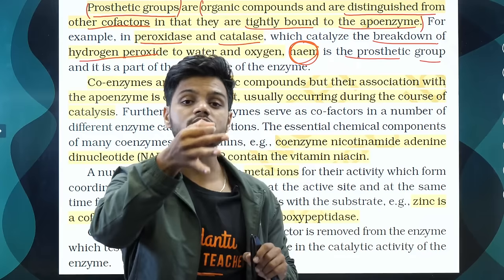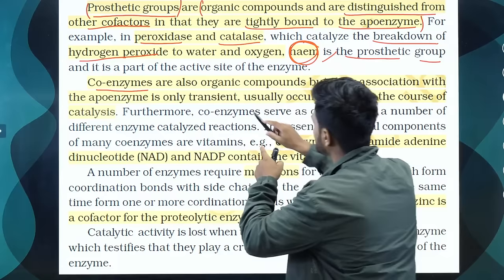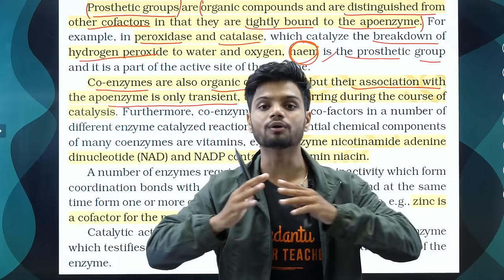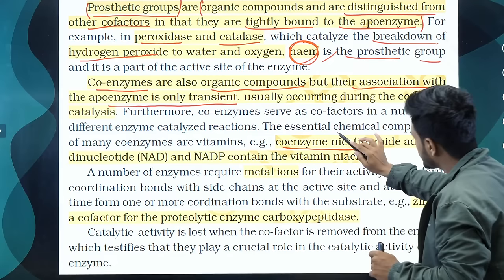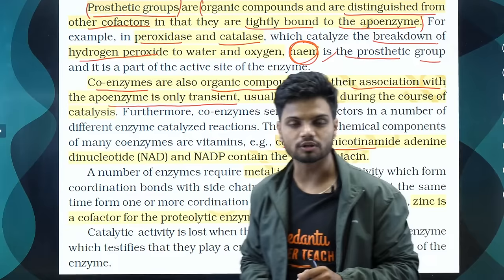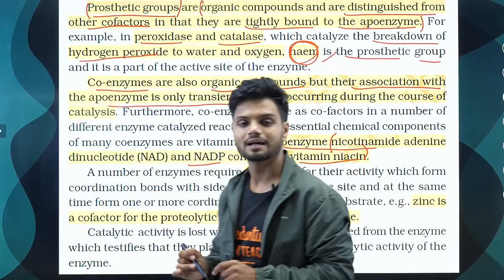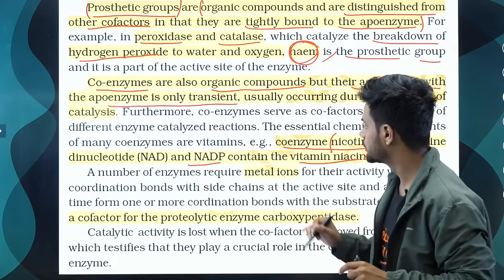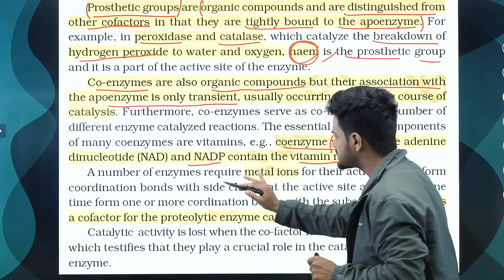The example for coenzyme is going to be, they're also organic compounds, but their association with the apoenzyme is only transient. So coenzymes are transiently bound. They are not bound tightly. First point here. Example is very important. The coenzyme is what? Nicotinamide adenine dinucleotide, NAD, and NADP contain vitamin niacin. They contain vitamin niacin, which is the coenzyme here. NAD and NADH. NADPH.